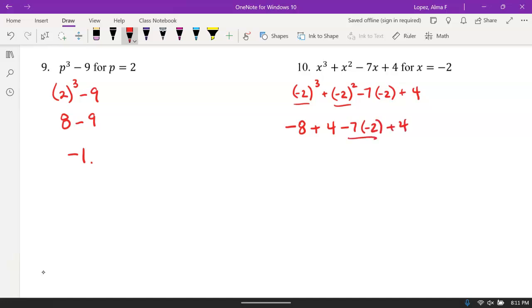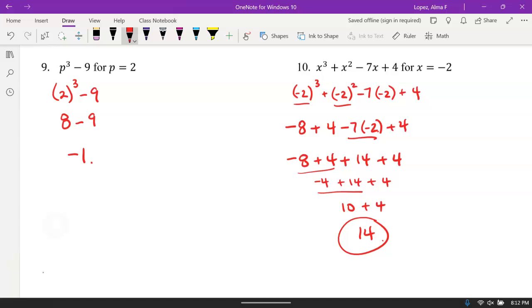Now, I've got some addition and subtraction, but I also have one multiplication. That gets taken care of next. Negative 8 plus 4 is going to be brought down. Negative 7 times negative 2. 2 negatives make a positive when you multiply them together. 7 times 2 is 14, and plus 4. Now all I have to do is add as I go across from left to right. Negative 8 plus 4 is negative 4. Oops, I miswrote that. Now negative 4 plus 14 is 10. And our final answer, 14.